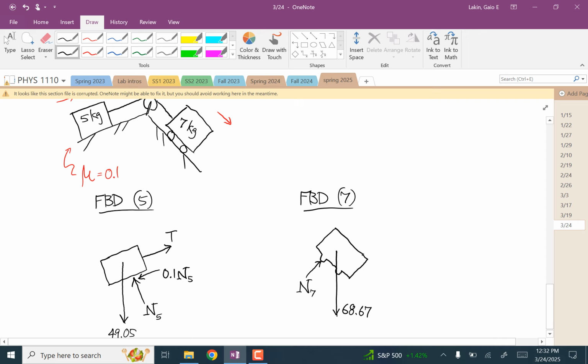And then if you keep going around the boundary, the last contact is the cable. That force is parallel to the cable, away from the body. And since it's the same cable as in the first picture, we have to give it the same variable name, so that's T. Any questions about that?